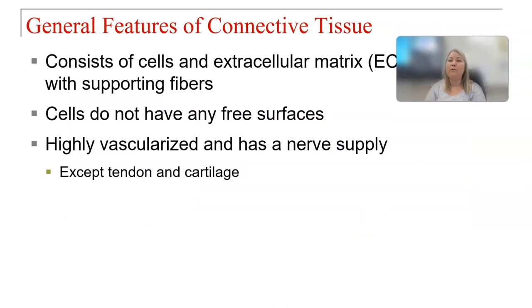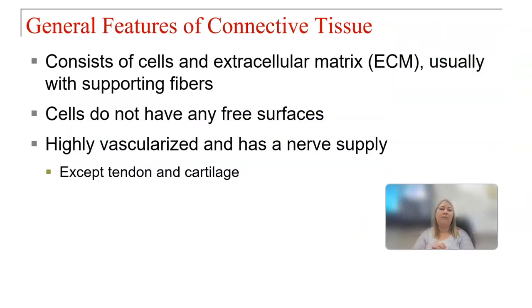Okay, so today we're going to move on to our next type of tissue. These are connective tissues. Connective tissues are pretty much the exact opposite of our epithelial tissues. They are going to have fewer cells that are suspended in a non-living extracellular matrix. Oftentimes, they will also have supporting fibers that provide elasticity and strength to that tissue.